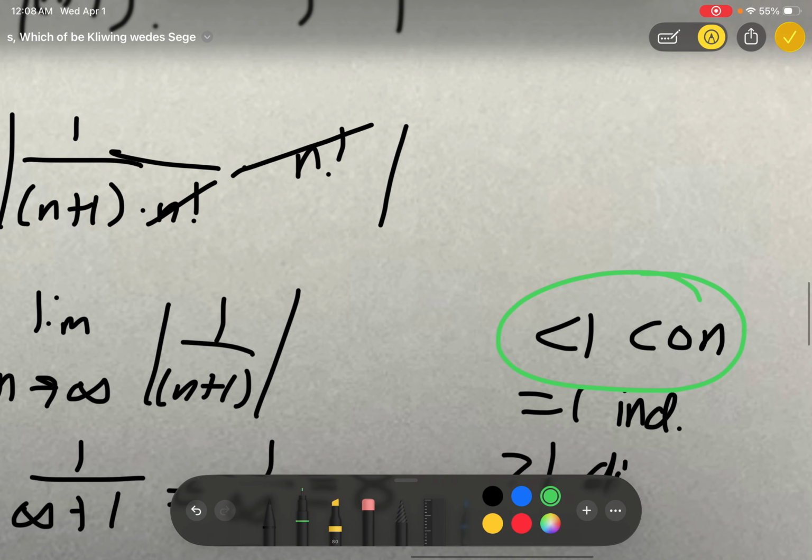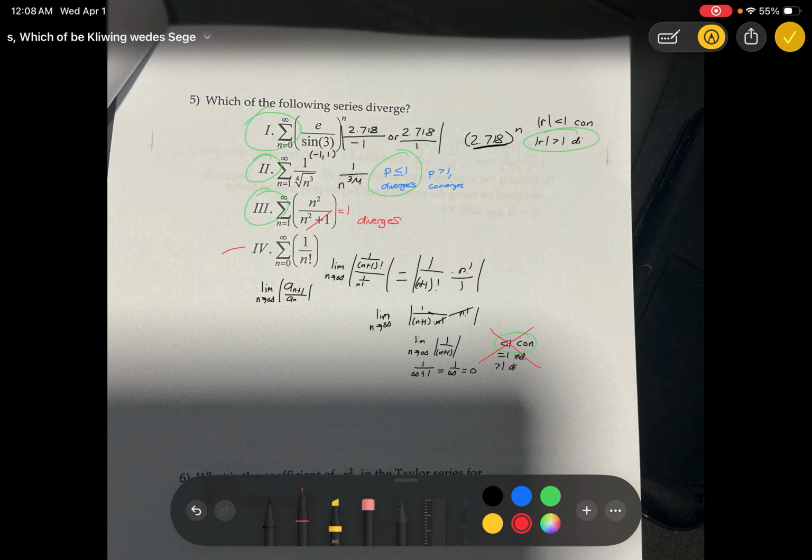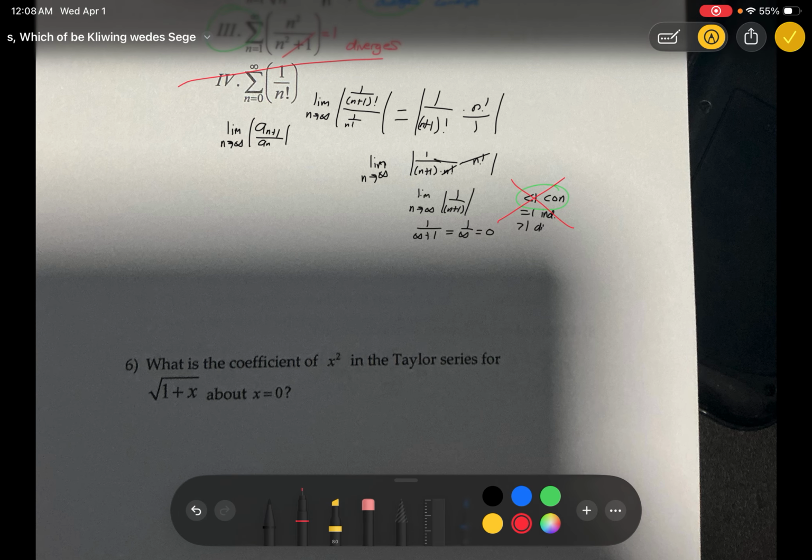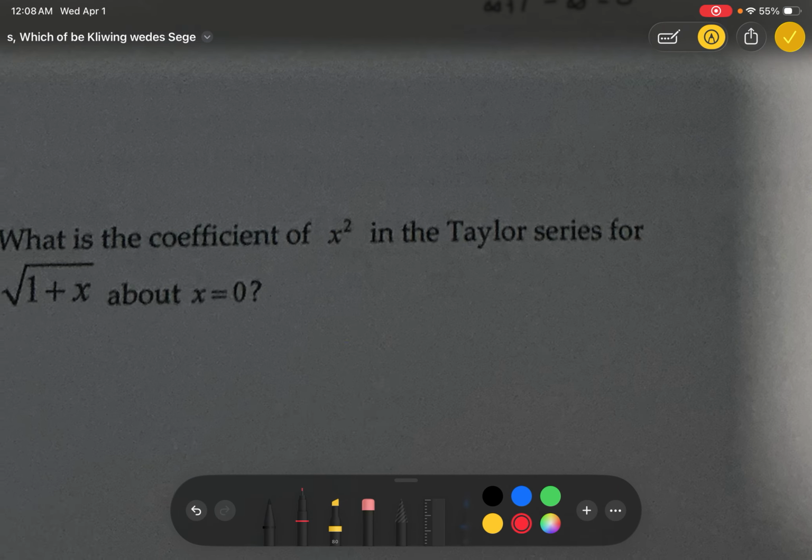And this does not diverge, so this is not one of our options. So options 1, 2, and 3 have a divergent series. This concludes question 5. We are on to question number 6.